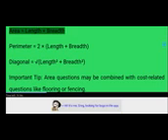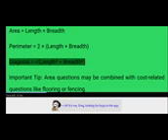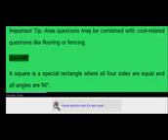Rectangle. A rectangle is a quadrilateral with opposite sides equal and all angles 90 degrees. Area equals length times breadth. Perimeter equals 2 times (length plus breadth). Diagonal equals square root of (length squared plus breadth squared). Important tip: area questions may be combined with cost-related questions like flooring or fencing. Square.